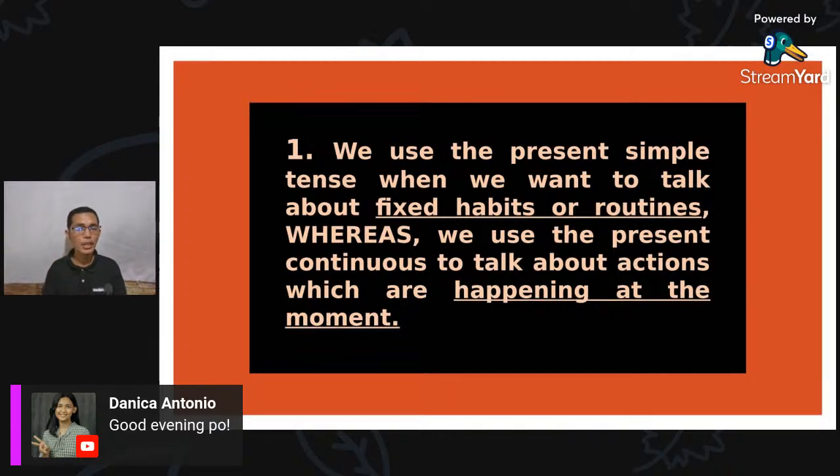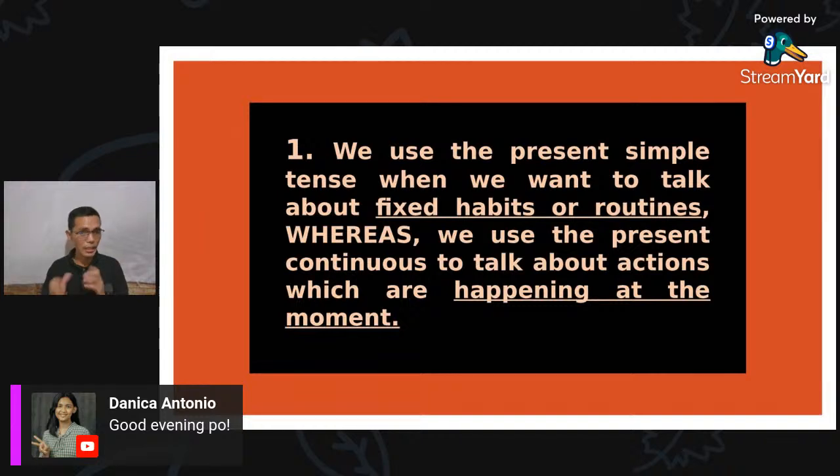So the first major difference, again, sinabi ko kanina, we use present simple when we are talking about habitual actions. So pag sinabi nating habitual actions, ito yung mga actions na paulit-ulit nating ginagawa.